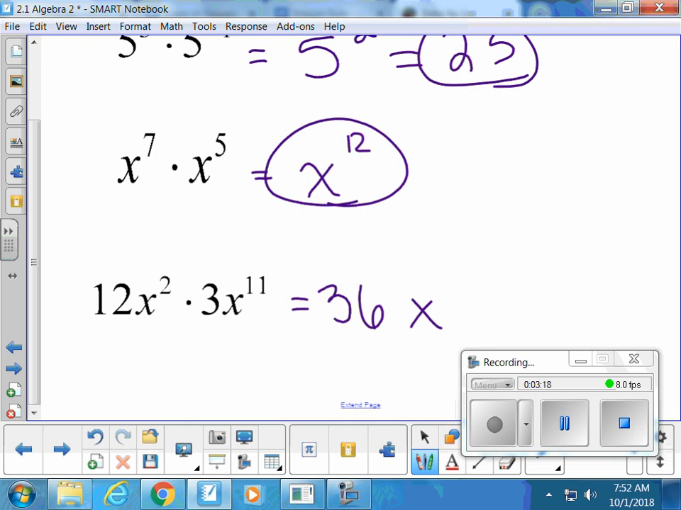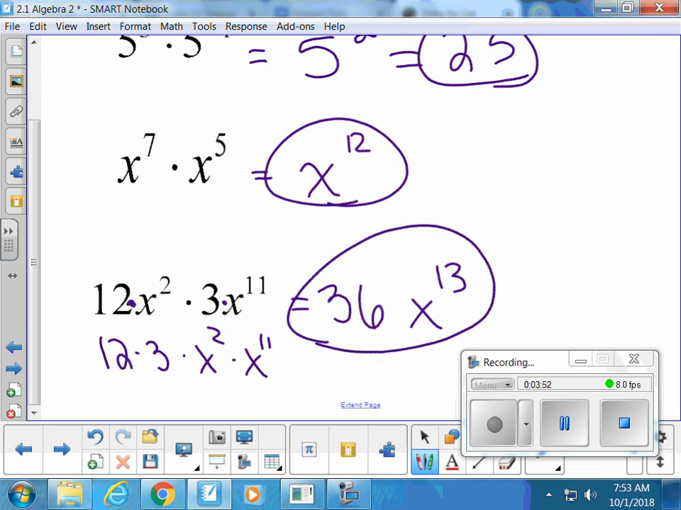So in this case, since these bases are the same, I can combine them into a single base and make it x to the 13th. So I want to show you visually something you could have been allowed to do if it would have helped you see it better. There'd be a little dot between the 12 and the x squared, and there'd be a little dot between the 3 and the x to the 11th. You can rearrange this. So you can put your 12 and 3 beside each other, and you can put your x's beside each other, if that lets you see the situation better in your head. You're always allowed to rearrange because you're allowed to multiply in different orders. But 36x to the 11th.